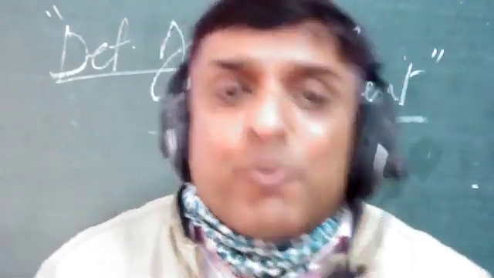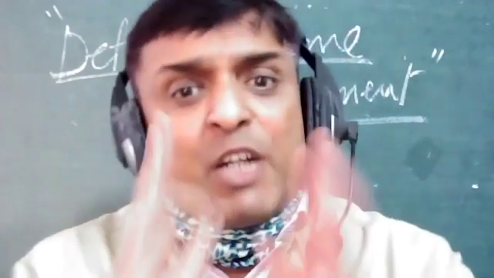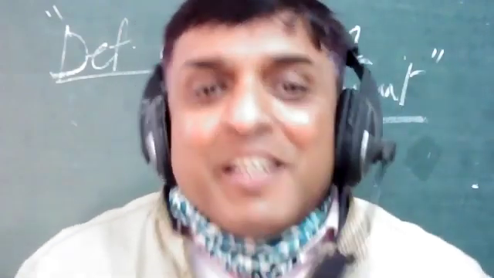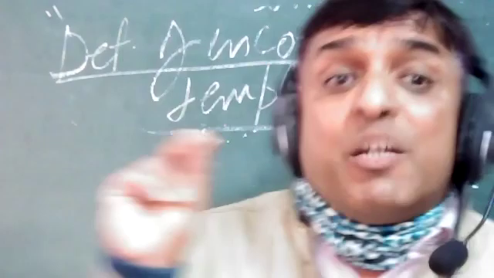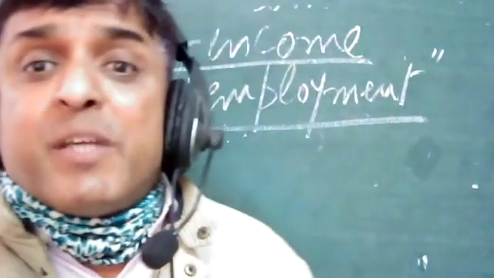Suppose your income is 1 lakh rupees, out of which you are ready to consume 80,000 rupees. It means you are willing to consume 80% of your given income. This is known as the average propensity to consume.